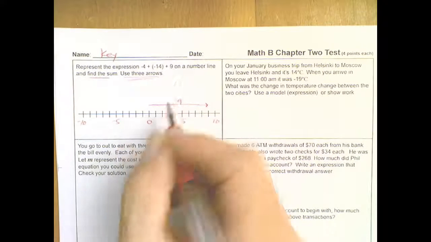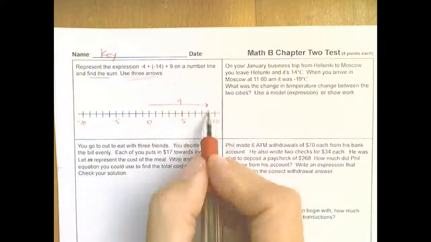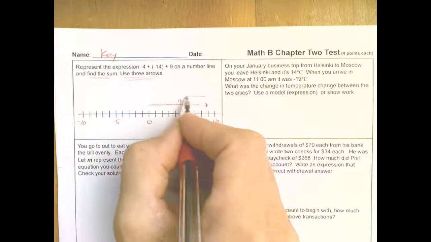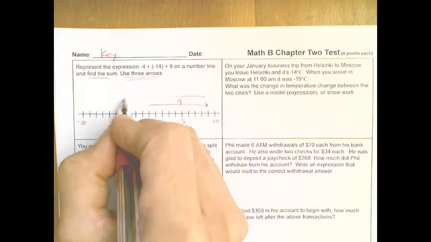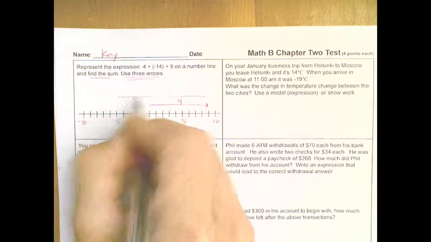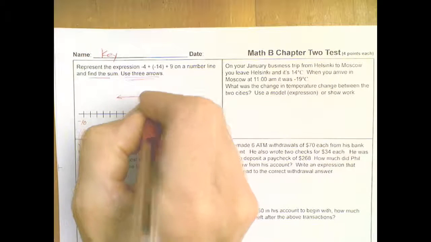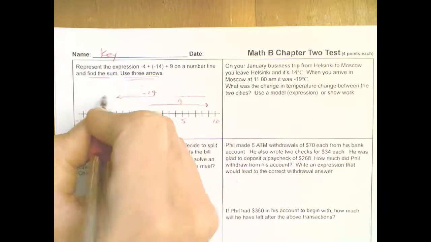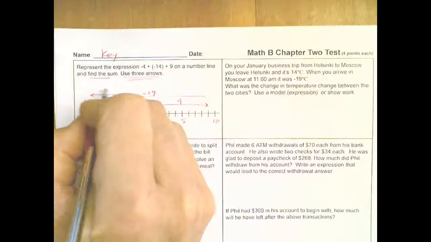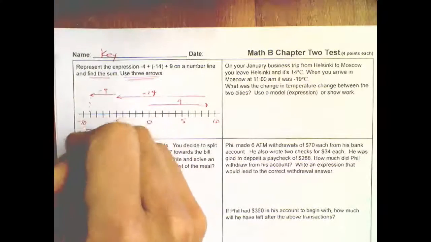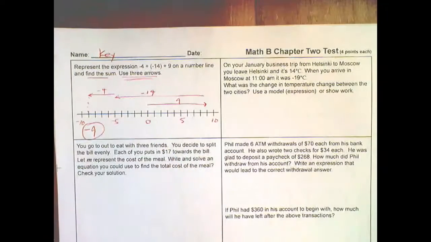So there's 9. I'm going to add -14 to that, so I have to start here at 9. I'm going to go back -14. So there's 9, 10, 11, 12, 13, 14. So there's -14. And then I have a -4 to add on top of that. So boom, boom, boom, boom. -9. That's the sum.